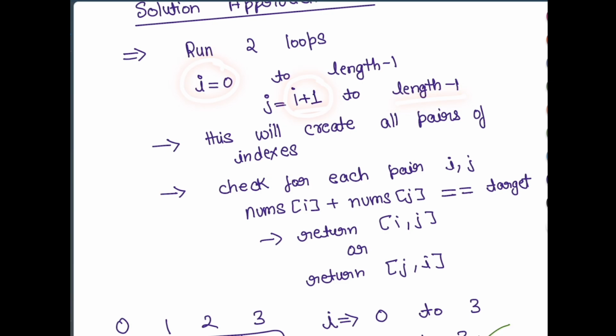So let us call that the second loop will run with a variable j. So the second loop with variable j will run from i plus 1 to length minus 1. First, let me explain the logic, and I will also tell you how you can reach this logic, the thought process behind it. This loop will create all the pairs of indexes.